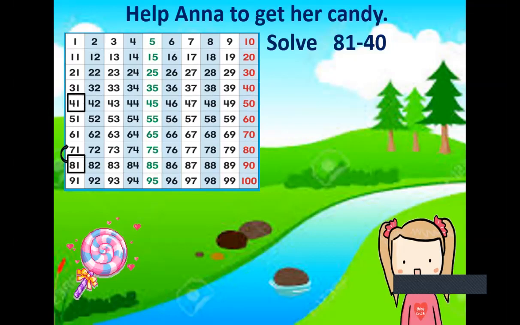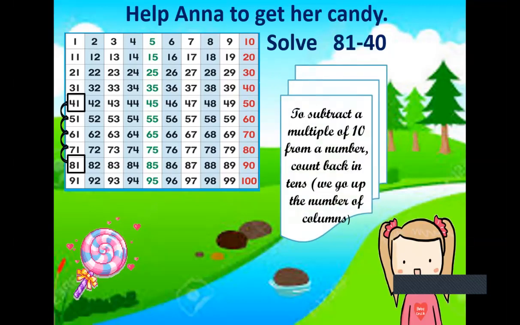If you are subtracting 10, you have to jump one time upward. Here, Anna wanted to subtract 40 from 81. 40 has how many tens, children? 4 tens. That means Anna has to jump 4 times upwards. With one jump, she will reach 71, again one more jump upward, she will be at 61, then 51, and at the last, she will reach 41. So she made 4 jumps. So the answer is 41.